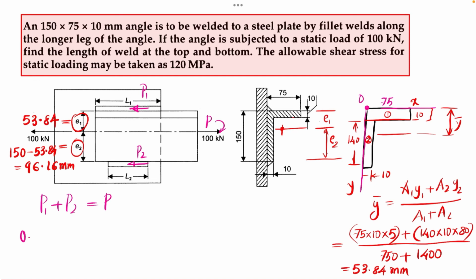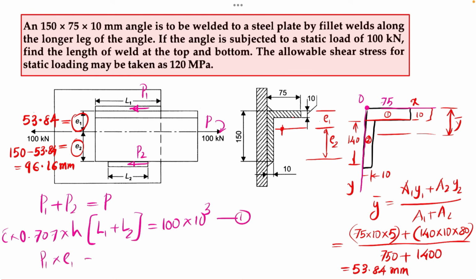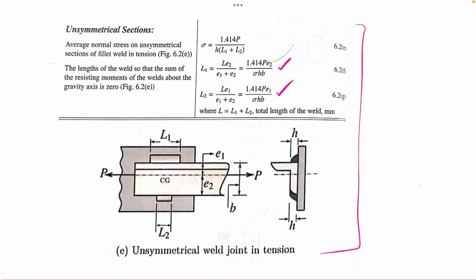Then I can use the expression P1 plus P2 equal to P, and this is again tau into 0.707 into H, the size of the weld, into L1 plus L2, equal to P, which is 100 kilonewton. This is one equation, and the other equation is P1 into E1 equal to P2 into E2. We have evaluated the values of E1 and E2 here. Then you can find the values of L1 and L2, or you can use the equations from the data book. Here you can use this expression for finding L1 and L2. Because all other parameters we know, you can use this equation directly.